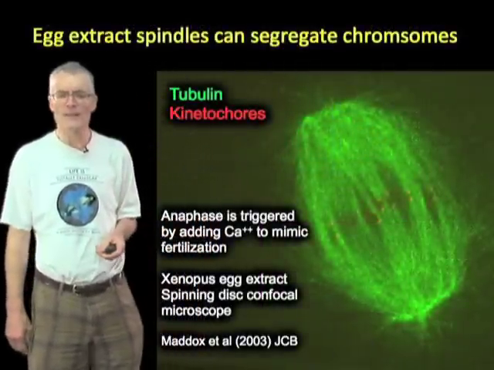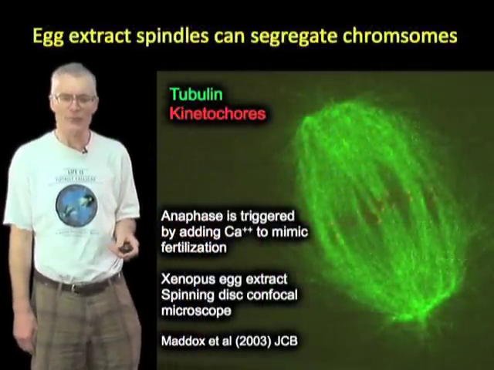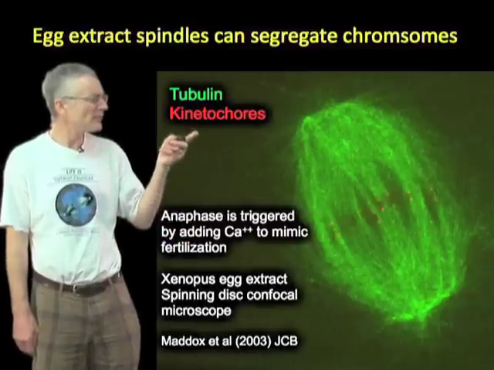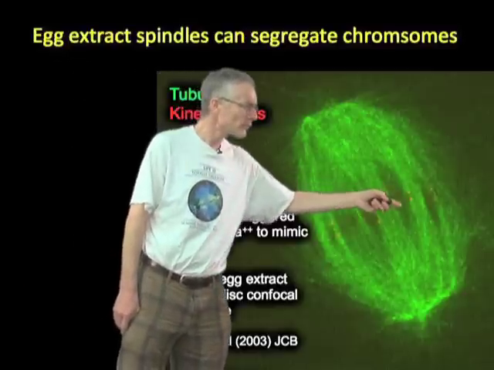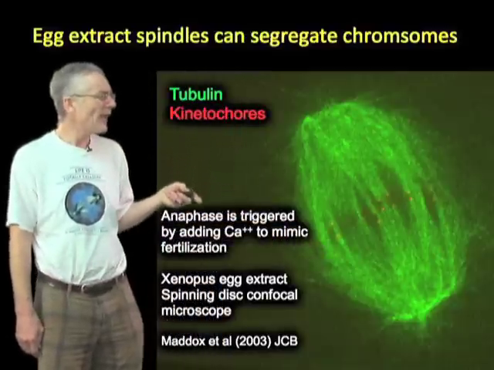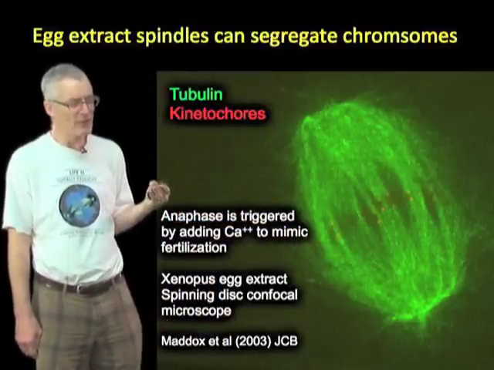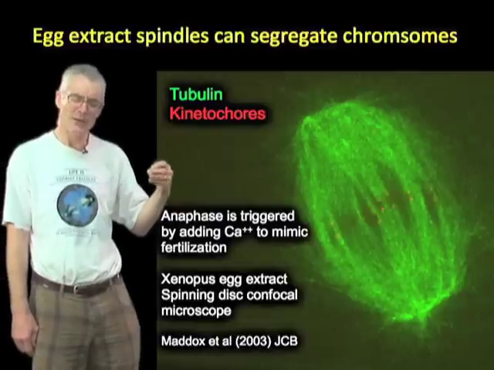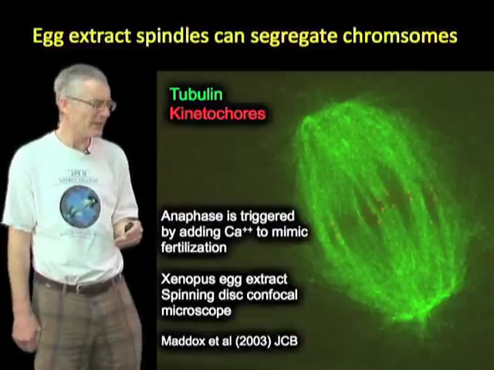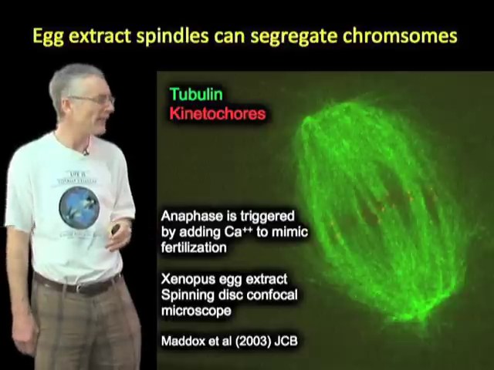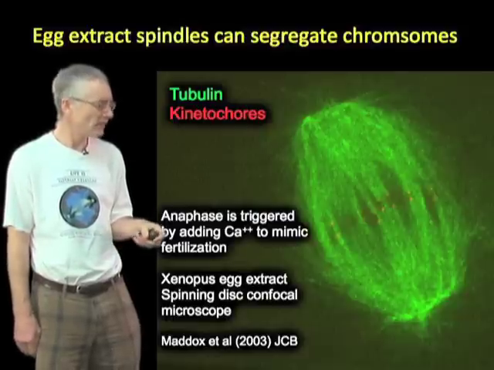I'll show you one movie of the spindle actually segregating chromosomes. The chromosomes aren't shown here, but in red, I hope we'll be able to see them. These little red dots here are kinetochores. And to trigger anaphase, we add some calcium. When the sperm comes into the egg, it creates a calcium pulse that goes through the cytoplasm, and that's what naturally triggers anaphase of a meiosis II spindle.